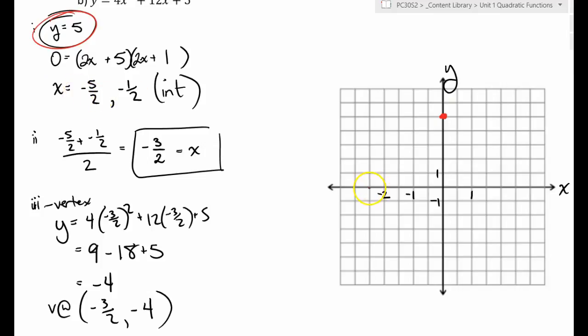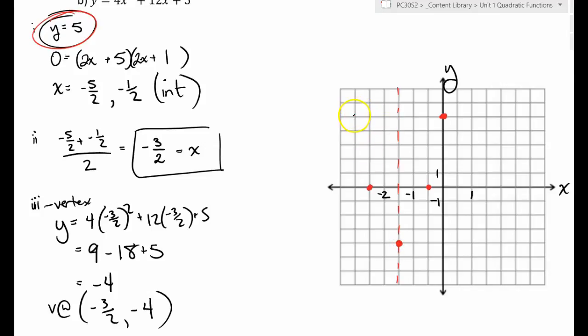X-intercepts at -5/2 and -1/2 are going to be there and there. And then my vertex is going to be at -3/2, which we see now visibly. That's my axis of symmetry. Well, it's equal distance from both my intercepts. That makes sense. And it's going to be at -4.